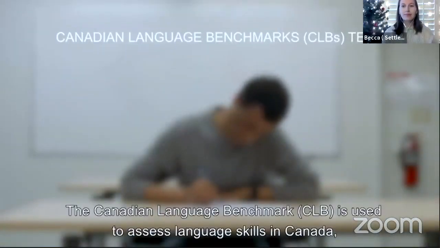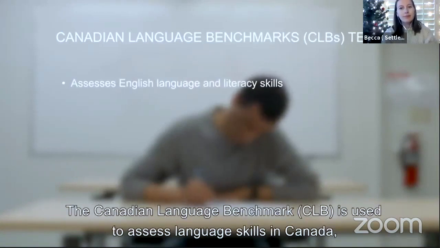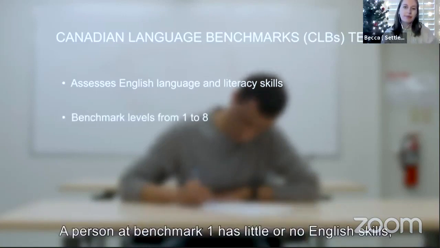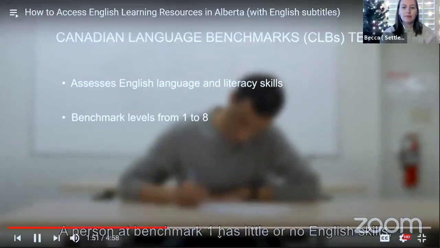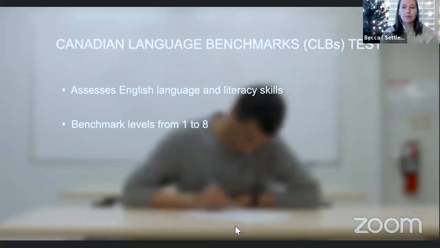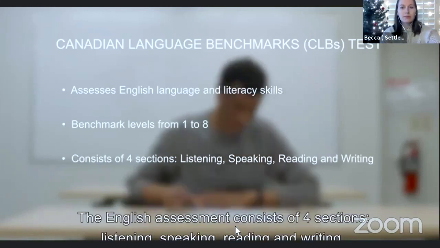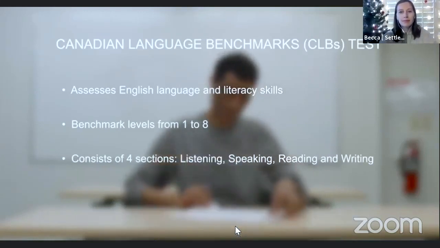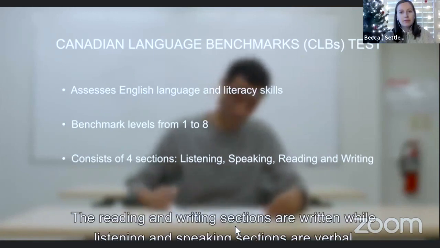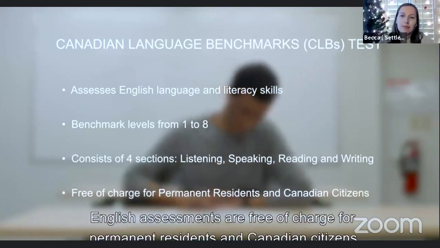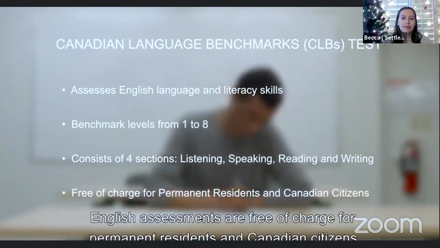The Canadian Language Benchmarks, also called CLBs, are used to assess English language and literacy skills in Canada, with benchmarks going from 1 through 8. A person at benchmark 1 has little or no English skills, and the person at benchmark 8 has advanced English skills. The English assessment consists of 4 sections: listening, speaking, reading, and writing. The reading and writing sections are written, while listening and speaking sections are verbal. English assessments are free of charge for permanent residents and Canadian citizens.